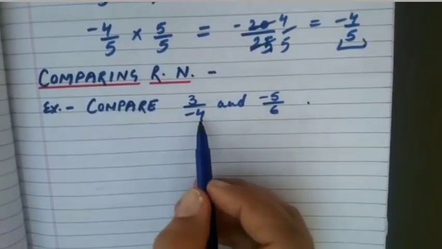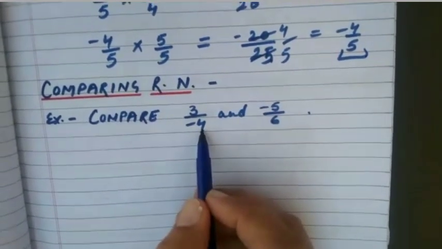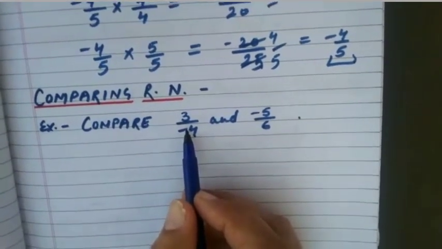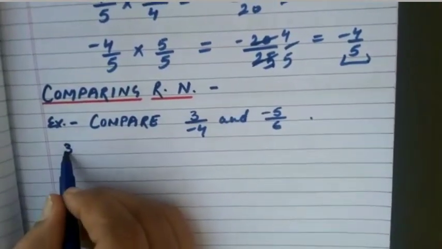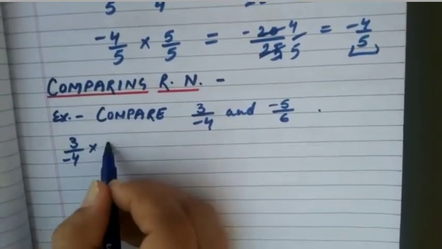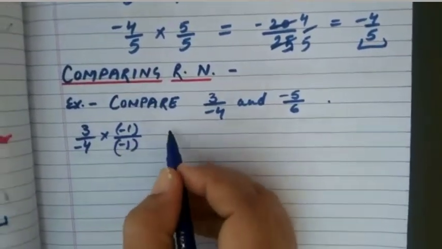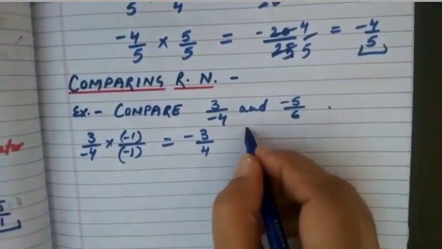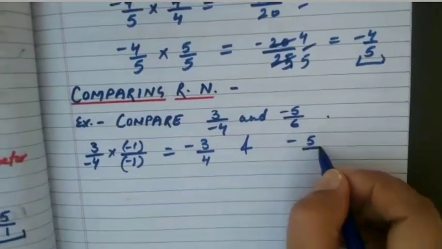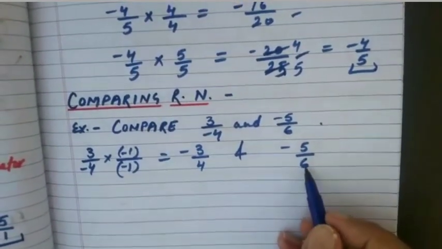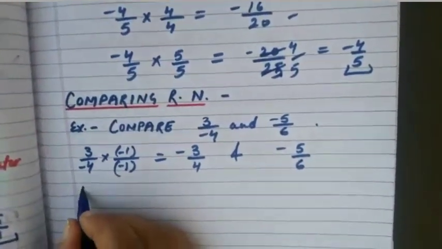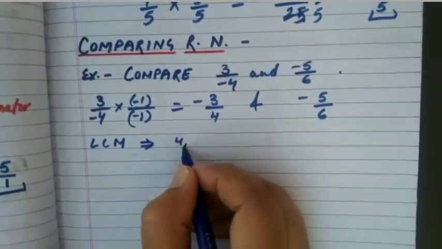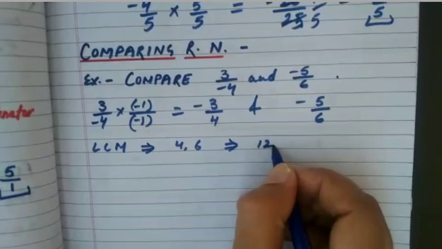Now first you can see this is against the rule of rational numbers. Any rational number with a negative denominator, firstly you will convert it to positive. So 3 upon minus 4, when you multiply it by minus 1, can be written as minus 3 upon 4. And then the other rational number is minus 5 upon 6. It is with a positive denominator, so let it be. Then we will find the LCM of 4 and 6, which is 12, you know.